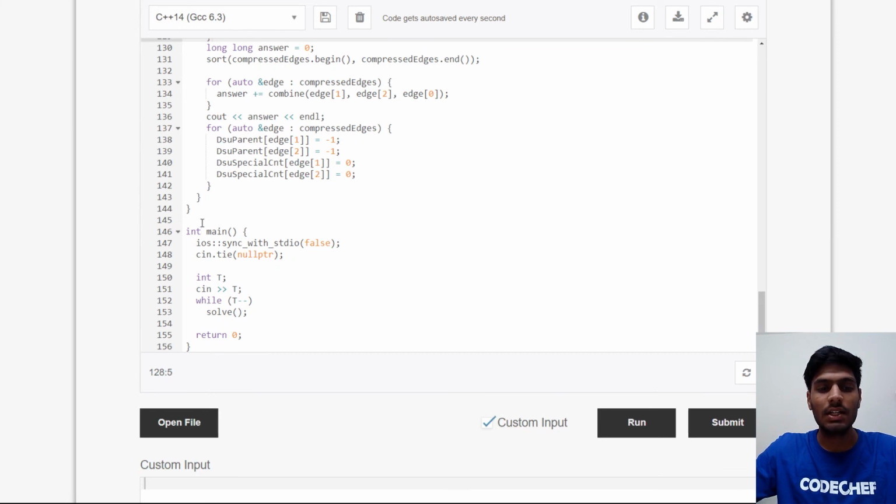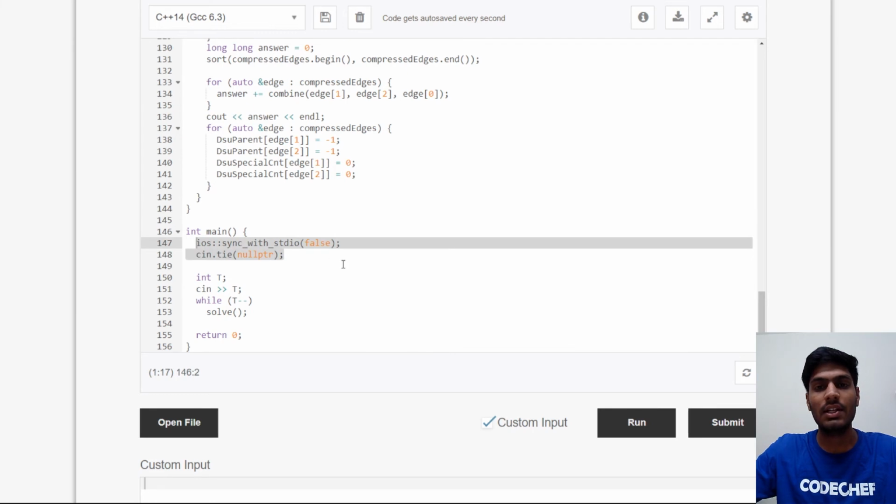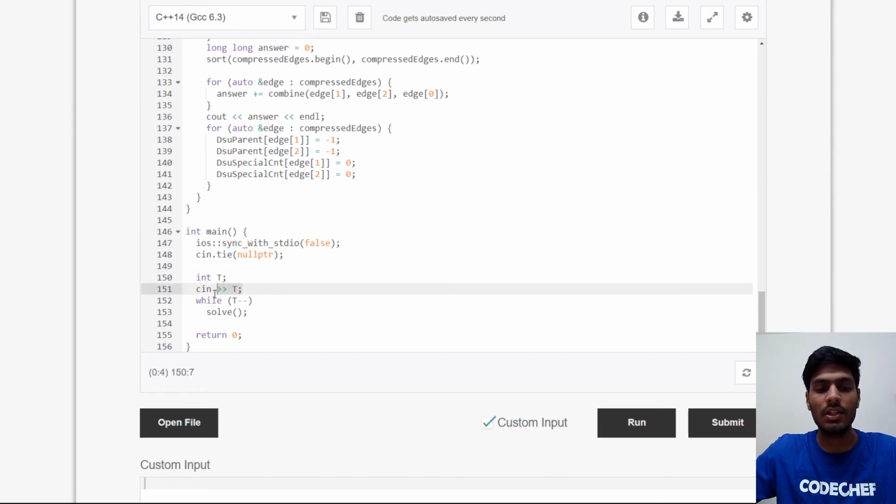First, we'll start with our main function in which we have started with the fast IO configuration since it was demanded in the problem statement. After that, we input the number of test cases, and for each test case, we initiate the solve routine.